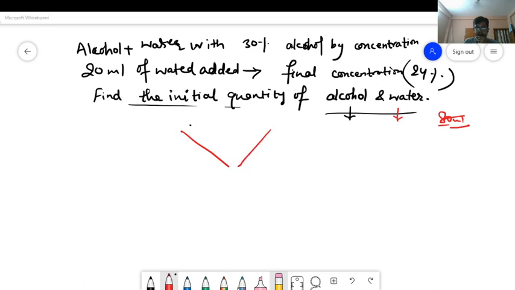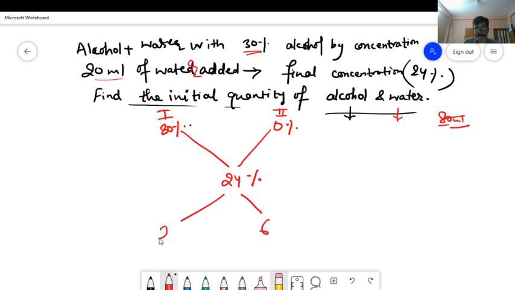The final concentration is the concentration after 20 ml of water is added. The final concentration was 24%, right? We will take the concentration as it is; this is the mean concentration. We had 30% alcohol concentration in the first mixture, and the added second mixture, water, had 0% concentration. That's it, right? And we would have 6 here and 24 here.